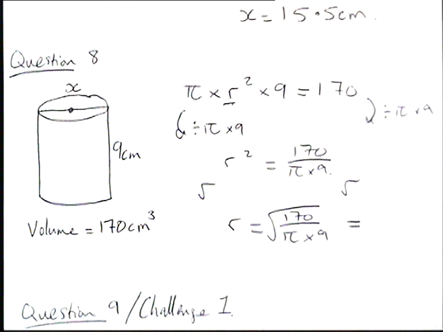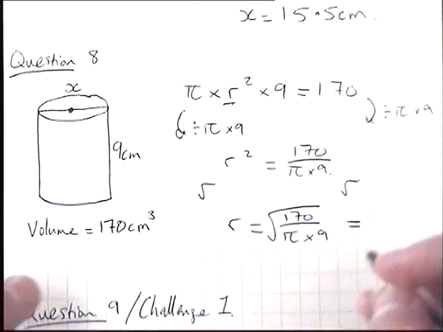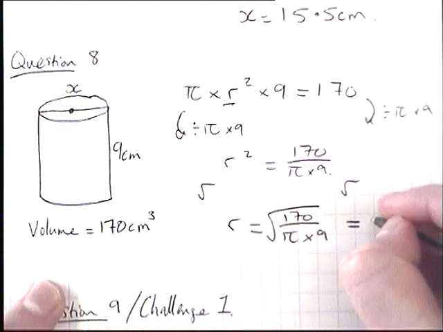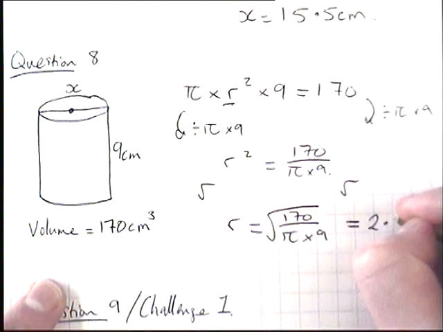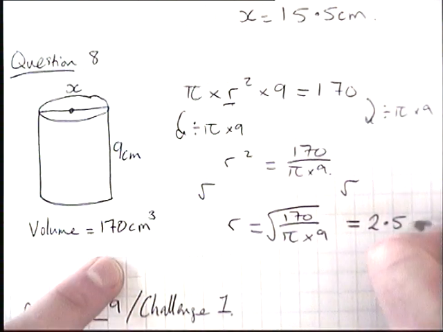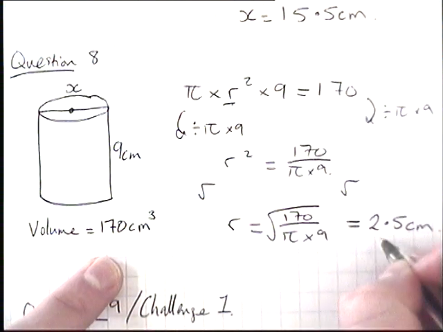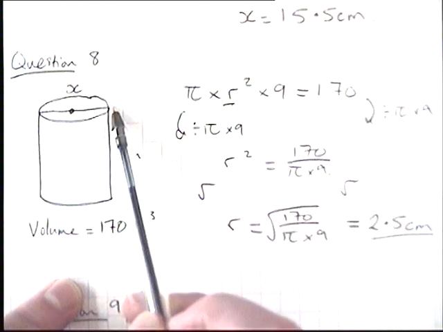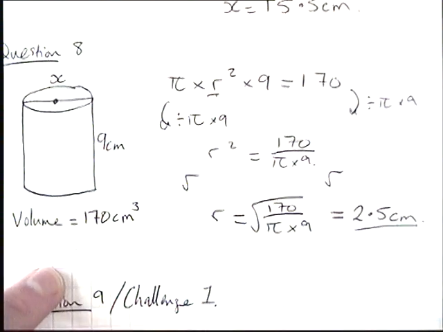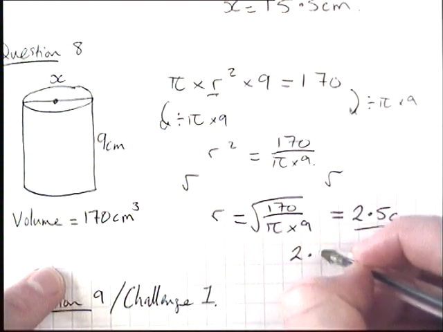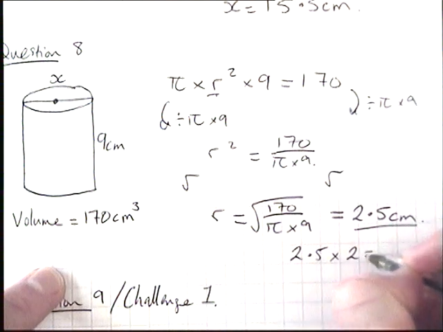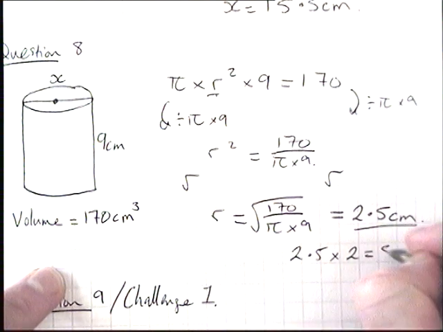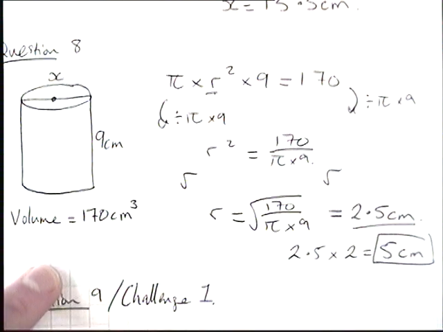170 divided by pi times 9. We're left with a radius of 2.5 centimeters to 1 decimal place, but the x that we're trying to find is the whole diameter. So we need to times that 2.5 by 2 to get the full diameter, so our answer is 5 centimeters.